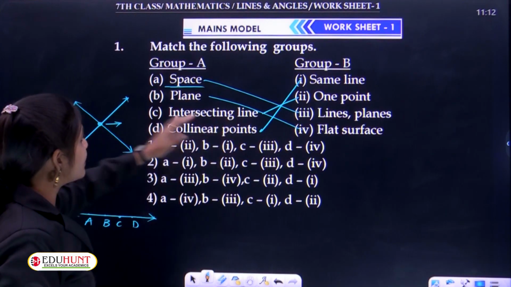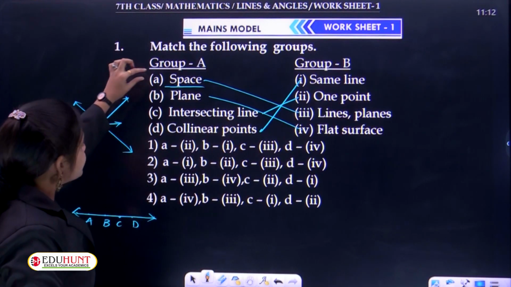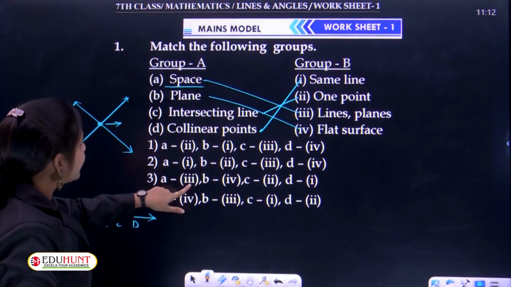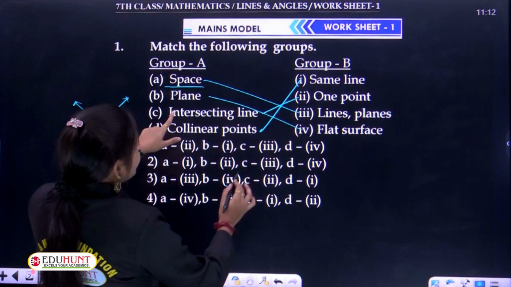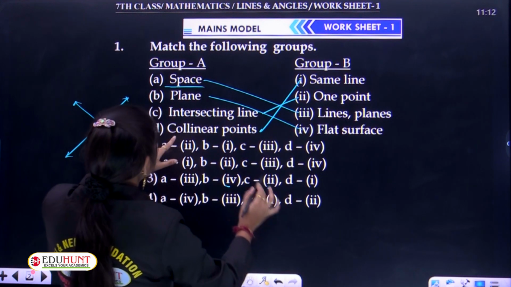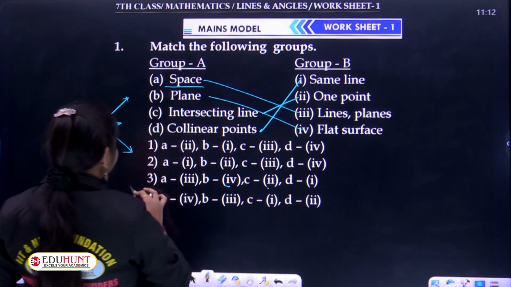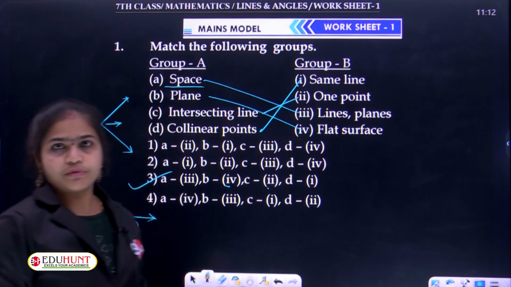As per this, what is the answer here? Space, that is 3. Here we are having 3. Next, plane, flat surface, 4. Intersecting line, 1 point. Collinear points, same line. Option 3 is the correct one here.